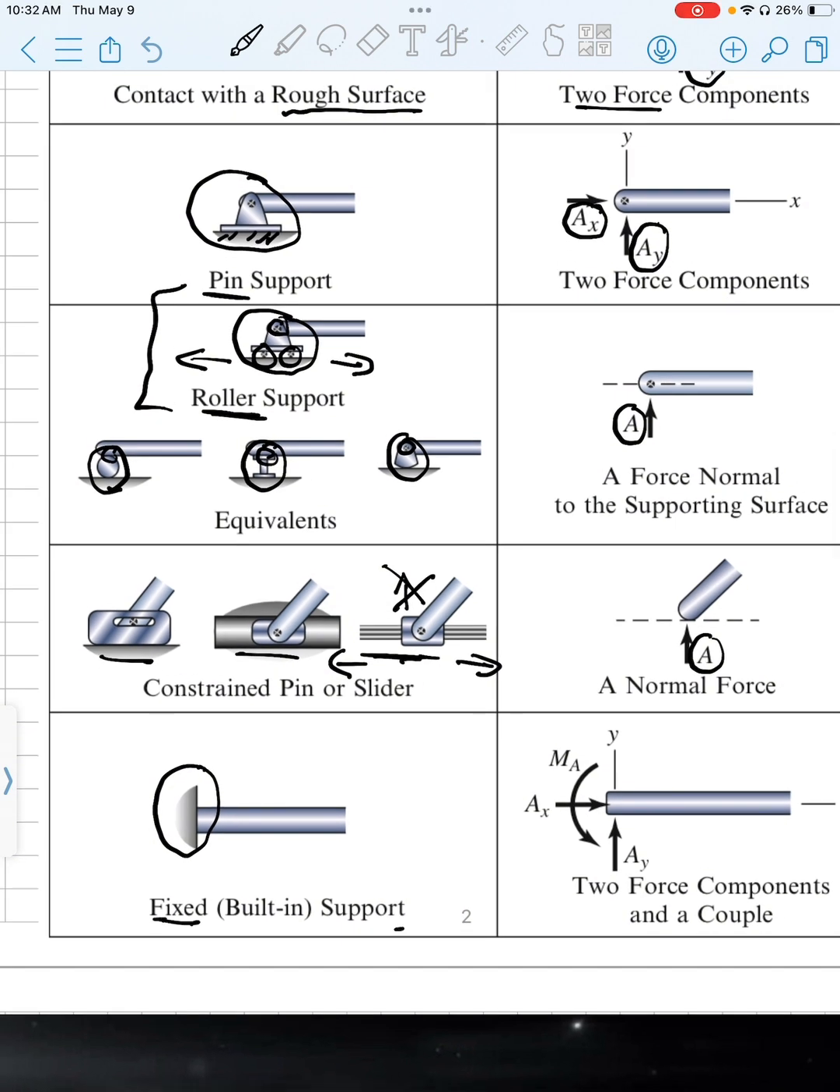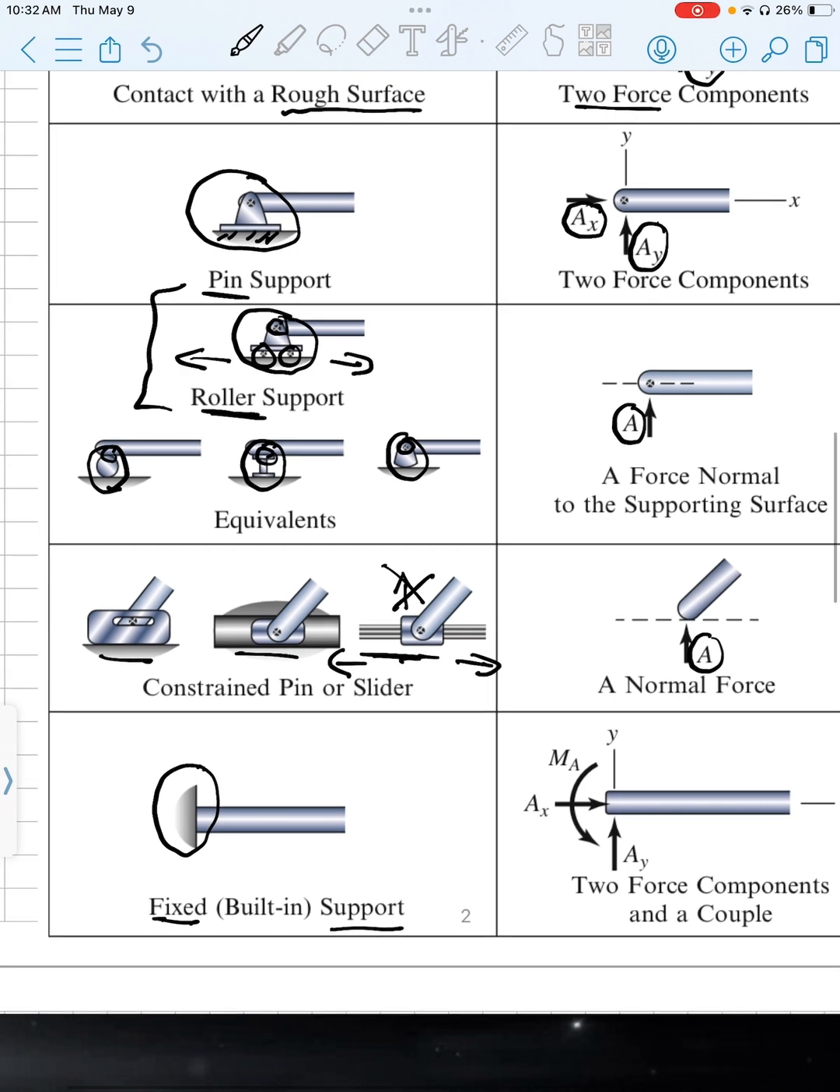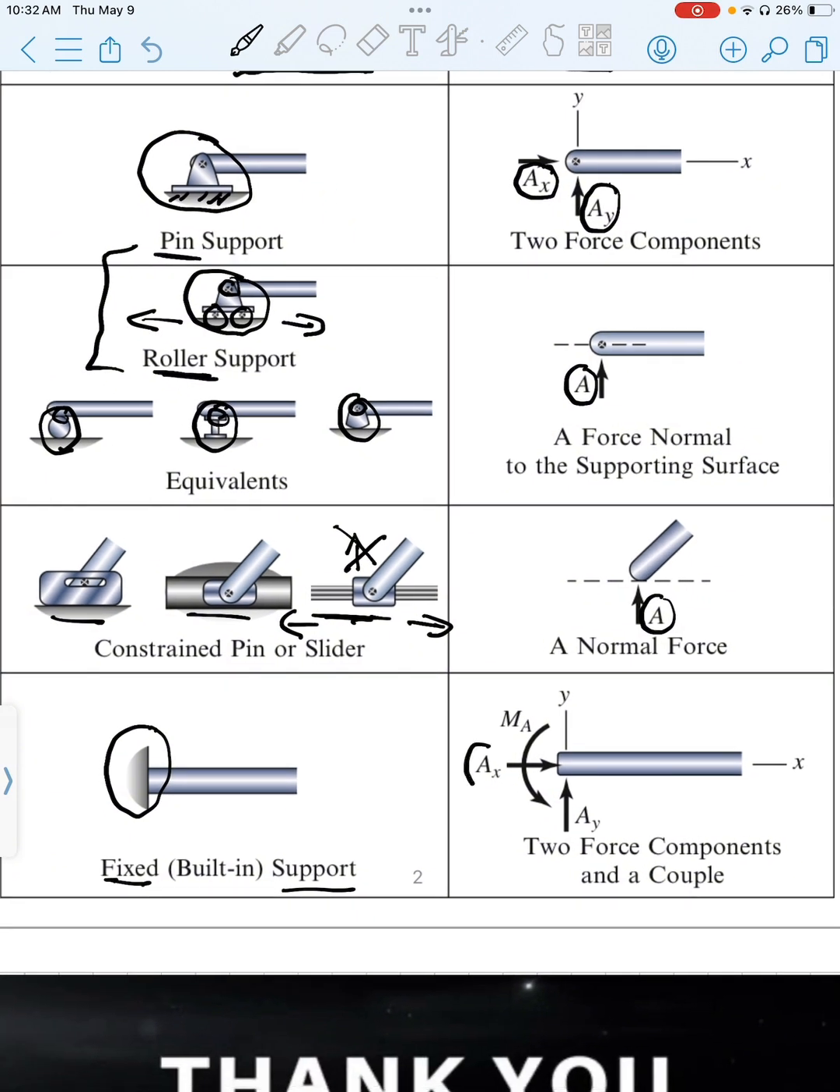Fixed support. Fixed support means this rod is attached to the wall. That means it cannot go up or down, cannot go right or left, and also has a moment. Anytime you see this, you have a force in the x direction, a force in the y direction, and a moment anti-clockwise. Why anti-clockwise? Because the weight is basically going this way, so if you use your right hand rule, it's going to be anti-clockwise. That's why the moment is going in this direction.